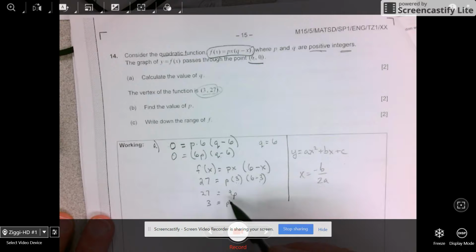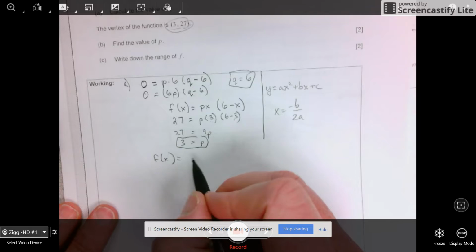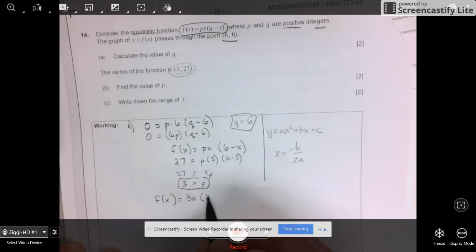So I go back to my original function, f of x equals, it's px, so p is 3. So 3x times (q minus x). Q is 6. 6 minus x. That's just going to be a nice old quadratic. 18x minus 3x squared.